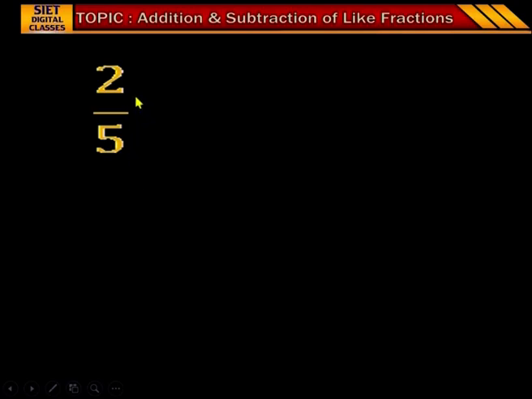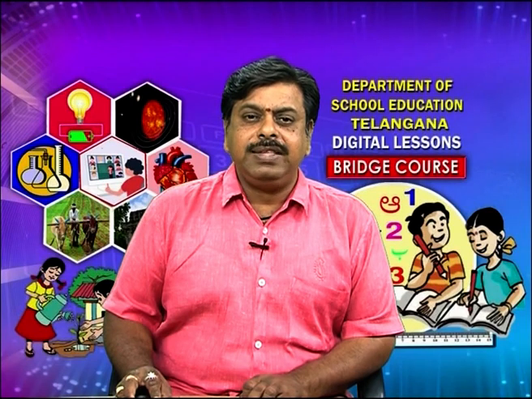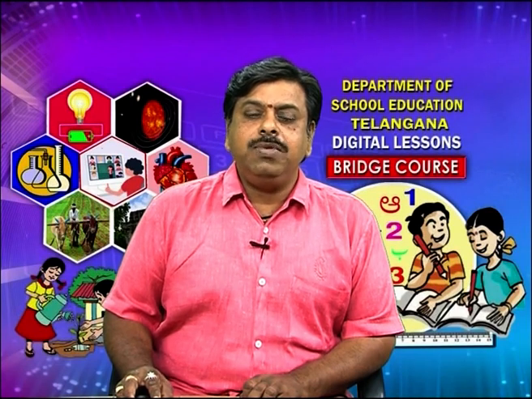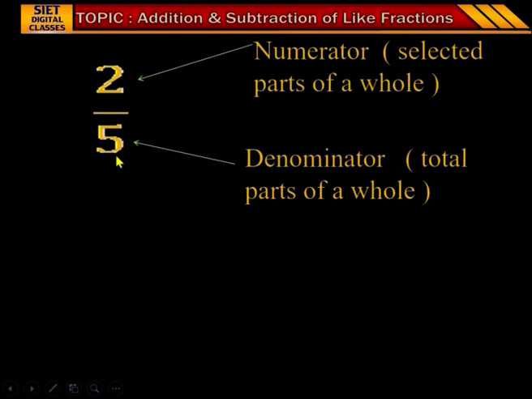Then what does 2 represent? 2 represents the numerator. That means selected parts of a whole. And here 5, which is written below the division line, represents the denominator. You observe on the screen. So, 5 is the denominator that represents total parts of a whole, and 2 is the numerator, selected parts of a whole. It can be read as 2 by 5 as a fraction.